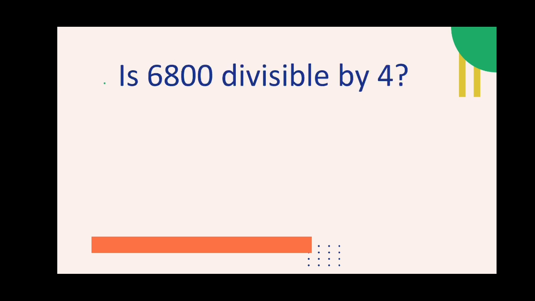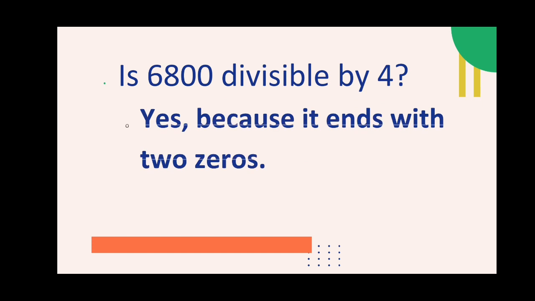Next, is 6,800 divisible by 4? Okay, so katulad ng sinabi ko kanina, kapag ang last two digits ay dalawang zeros, that is automatically divisible by 4. So therefore, 6,800 is divisible by 4 because it ends with two zeros.